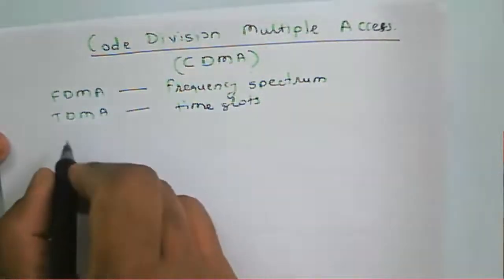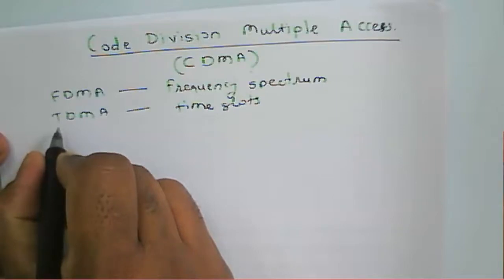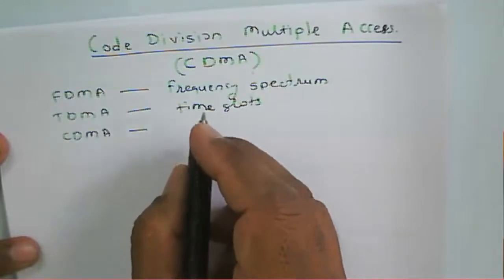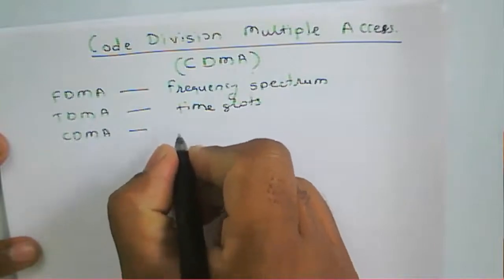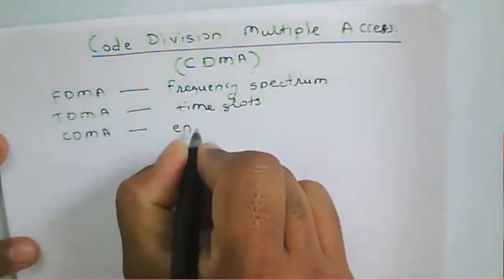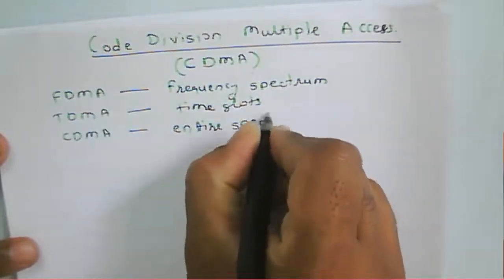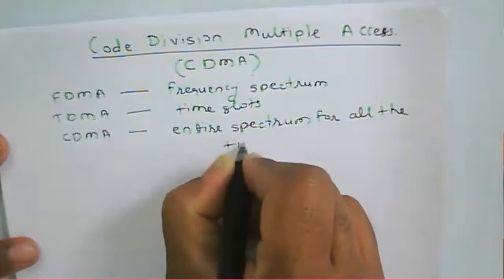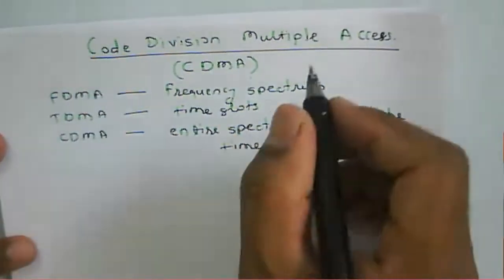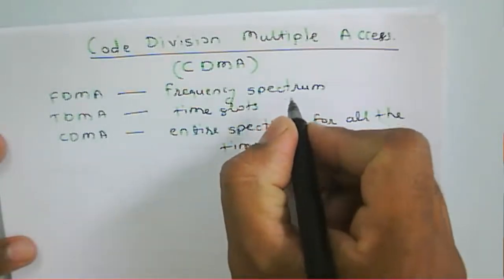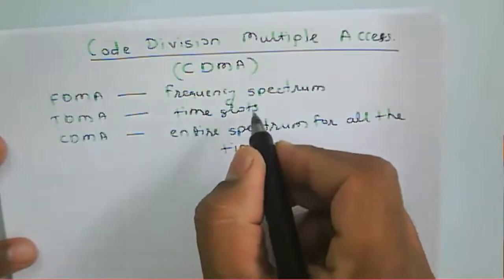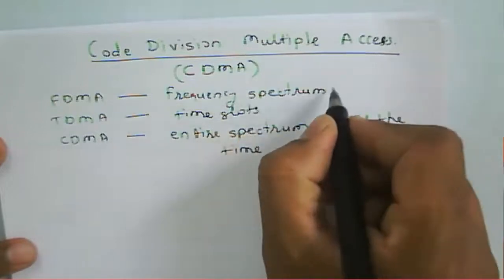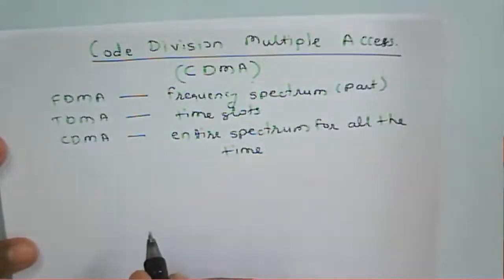And another multiple access technique is called CDMA. In this CDMA technique, a user can use the entire spectrum for all the time. Now, in the case of frequency division multiplexing, the full spectrum is available, so each user can use a part of the spectrum all the time.